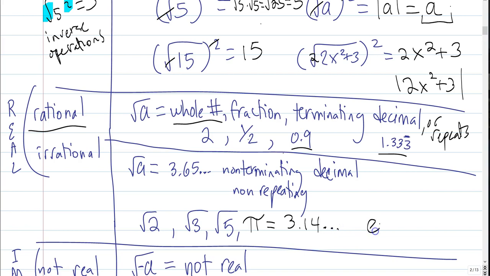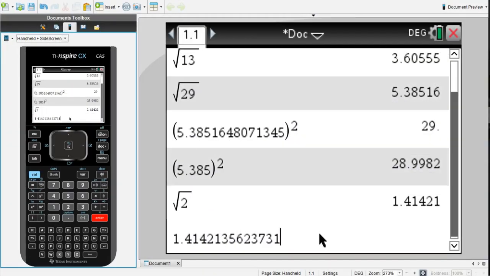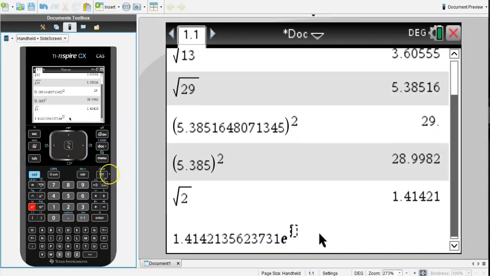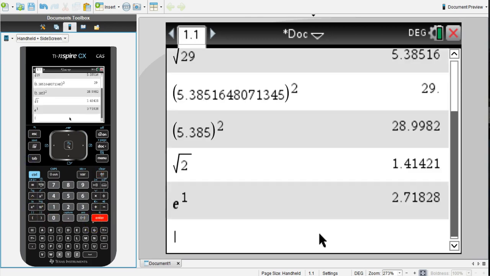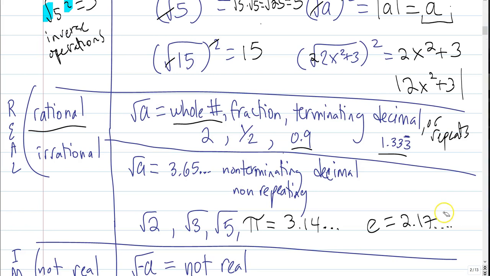Later on we use e, which I believe is approximately 2.17, but that is also a non-repeating, never-ending decimal. Let me check on the e real quick. E. Let me clear this out. E. 2.71. I'm a little dyslexic today, I guess. 2.718. All right. So, but what? It is a non-repeating, never-ending decimal.